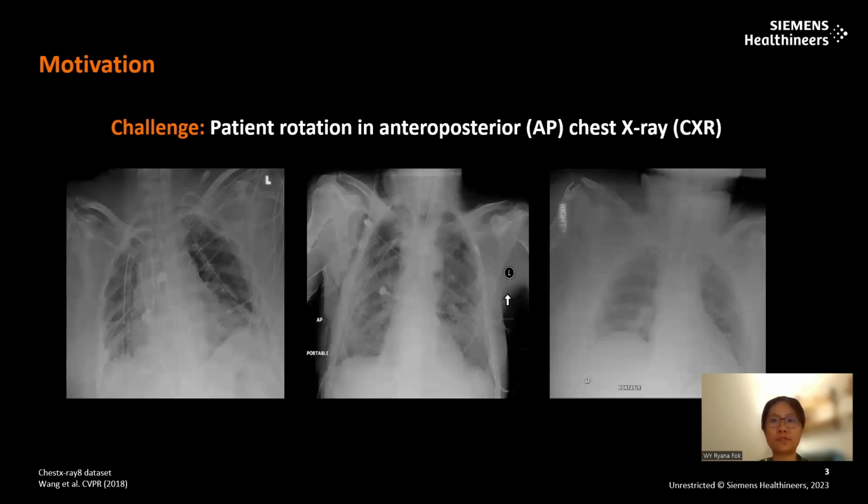The current challenge for AP chest X-ray is that it is susceptible to patient's rotation due to illness or medical instruments, which would change the lung density and trachea position, thus reducing diagnostic confidence. We can use cardiothoracic ratio or clavicle spine distance to determine if a chest X-ray is rotated, but it requires clinical expertise or hinders clinical workflow. Therefore, we need an automatic algorithm to inform the technician if and how the re-exposure should be done.